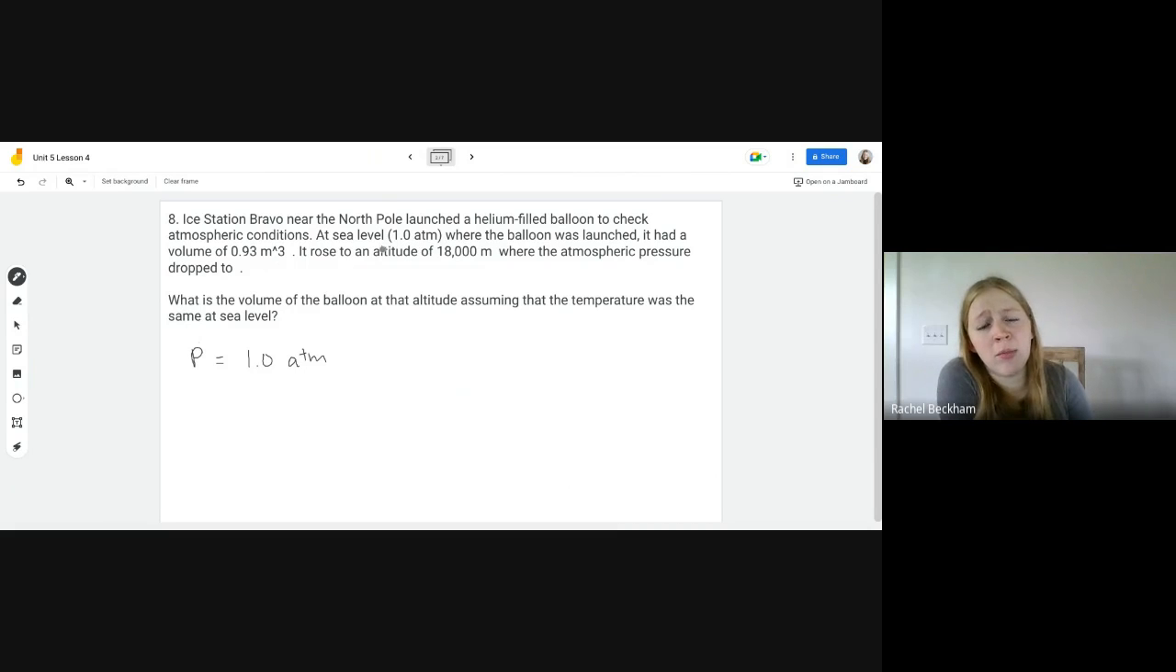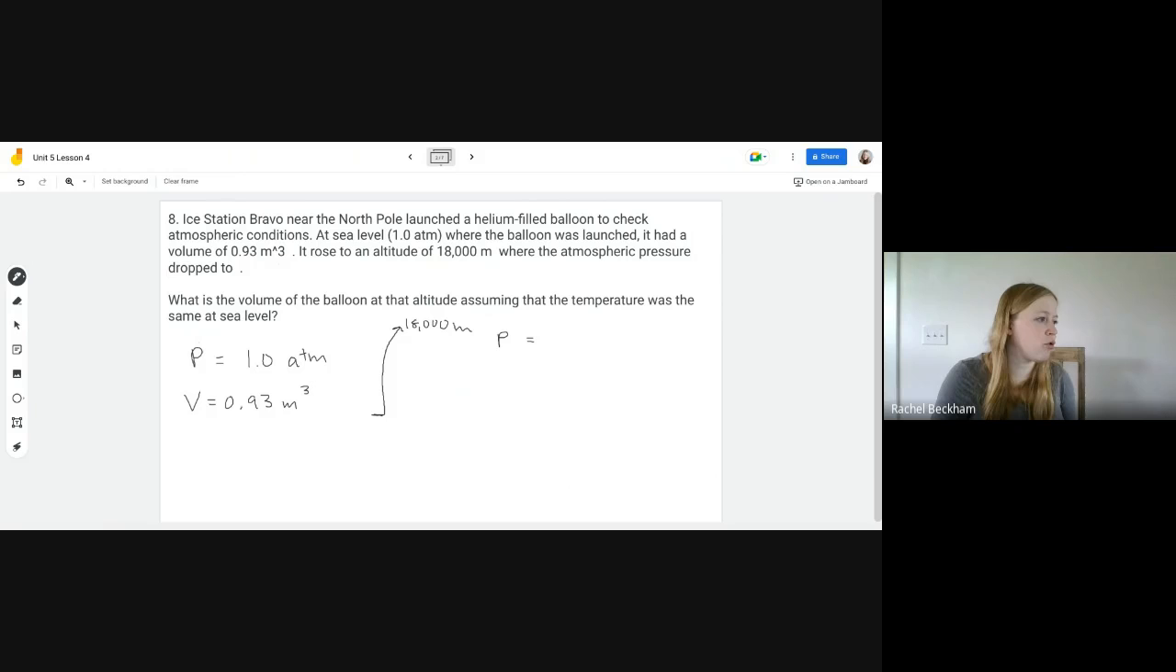At sea level, where the balloon was launched, it had a volume of 0.93 meters cubed. It rose to an altitude of 18,000. So first it was down here and then it rose up to an altitude of 18,000. It went up really high in the sky, where up there the pressure dropped. And I forgot to write down what the pressure dropped to. This is problem number 8 though, so let me go look at that.